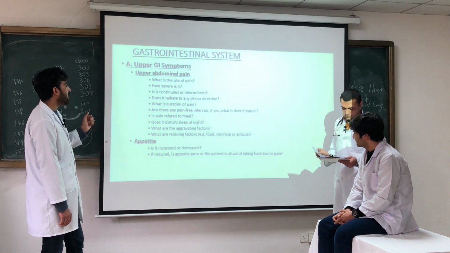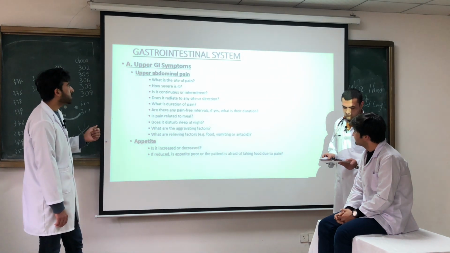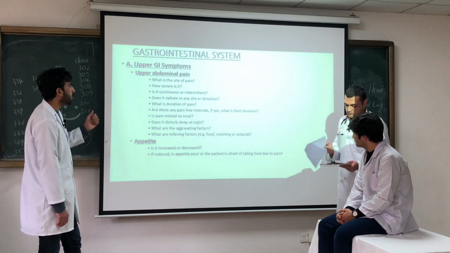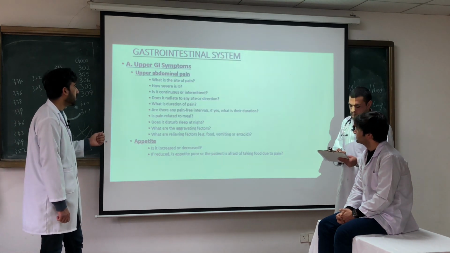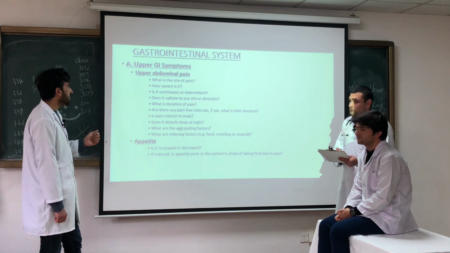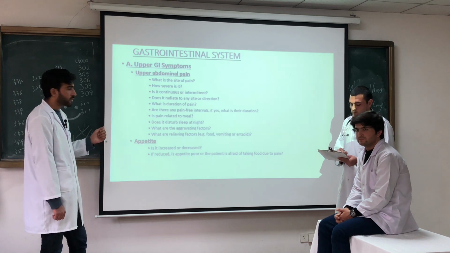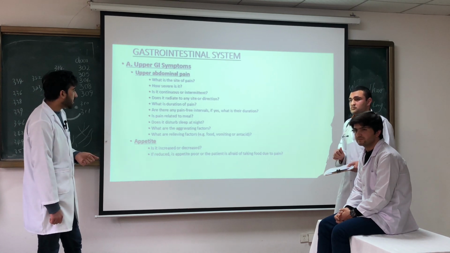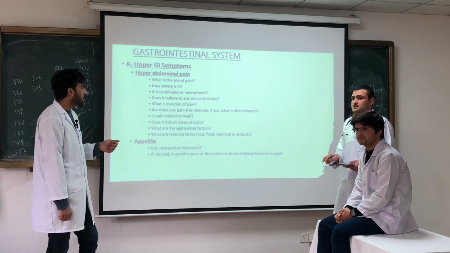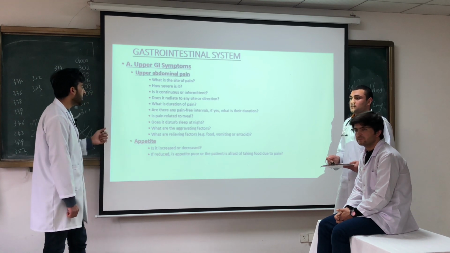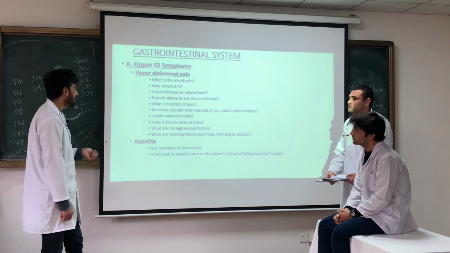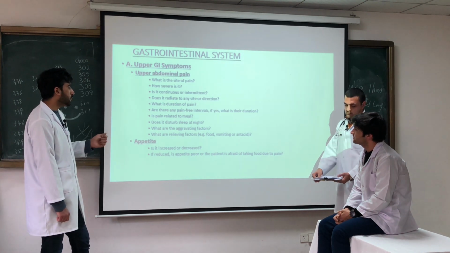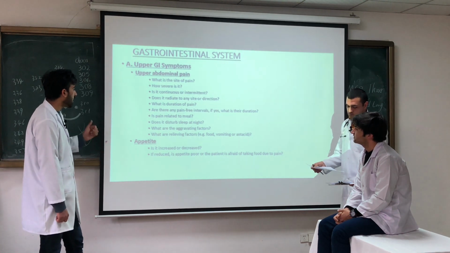First of all, we will ask about the upper GI symptoms. Like if there is upper abdominal pain, we will ask what is the site of the pain, how severe it is. Is it continuous, intermittent? Does it radiate to any side or direction? What is the duration of the pain? Is there any pain-free interval? If yes, what is the duration? Is pain related to the meal? Does it disturb sleep at night? What are the aggravating factors? What are the relieving factors? Food, vomiting, antacid, and about the appetite.